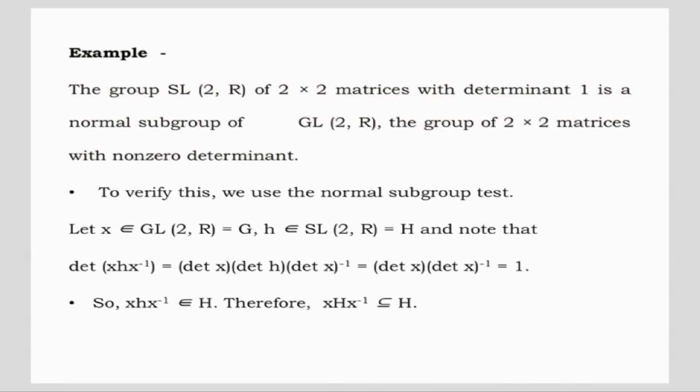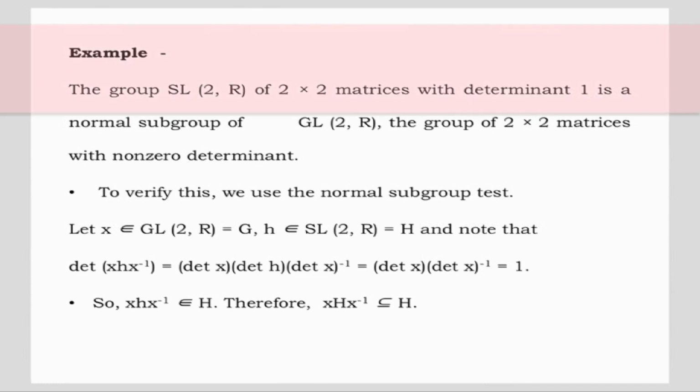Example 1. The group SL(2,R) of 2 cross 2 matrices with determinant 1 is a normal subgroup of GL(2,R), the group of 2 cross 2 matrices with non-zero determinant. To verify this, we use the normal subgroup test. Let x belong to GL(2,R), that is G, and h belong to SL(2,R), that is H, and note that determinant of xhx^{-1} is equal to determinant x times determinant h times determinant x^{-1}, that is equal to determinant x times determinant x^{-1}, which is equal to 1. Therefore, xhx^{-1} belongs to H, which implies xHx^{-1} is a subset of H.